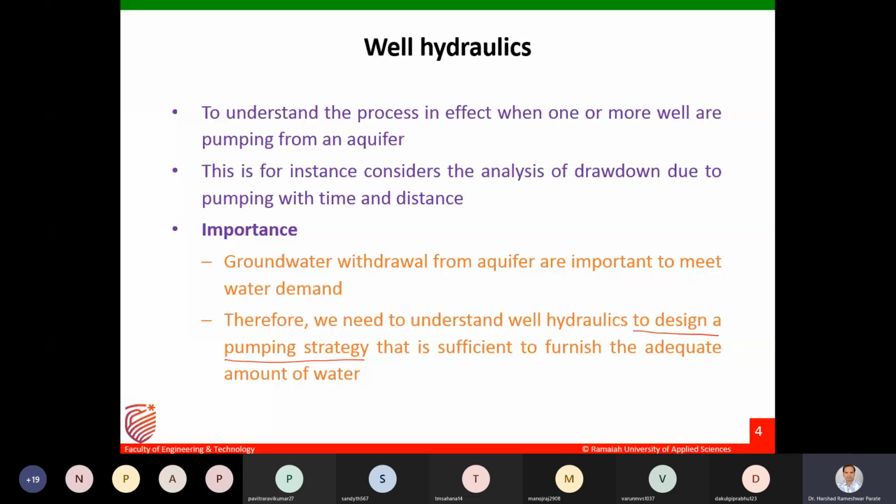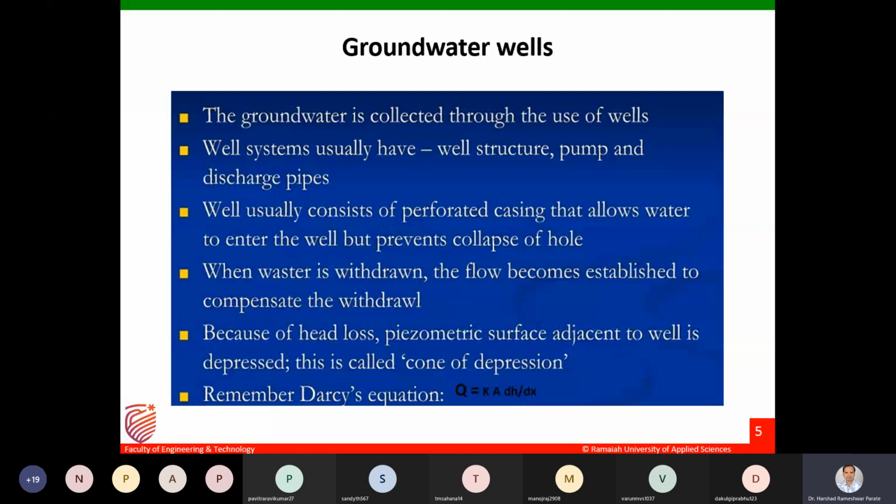So this I think you are aware of. The well system usually has the well, the pump, and the discharge pipe, and the well usually consists of a perforated casing. To prevent the collapse of the well, we provide a casing, and we provide a perforated casing. Perforated casing means a casing with small holes in it. That is what we call perforation, so that it allows the water to enter the well but prevents the collapse of the hole.